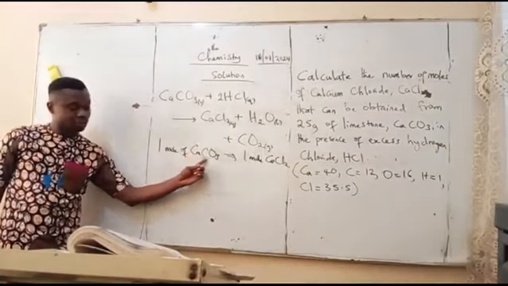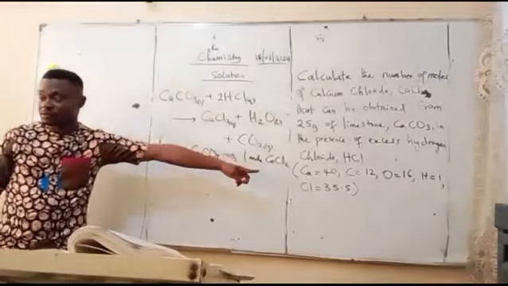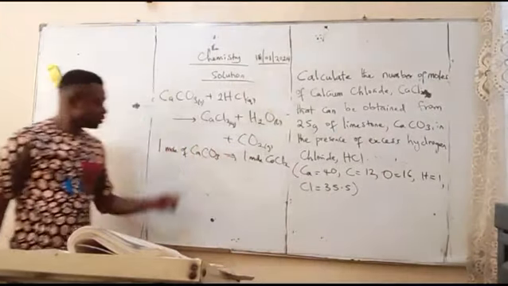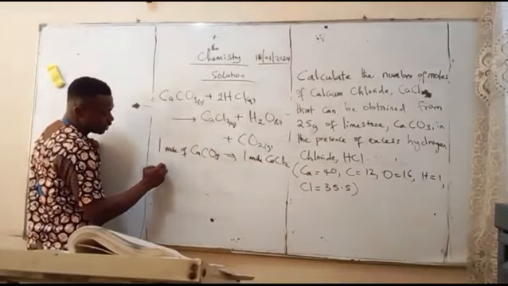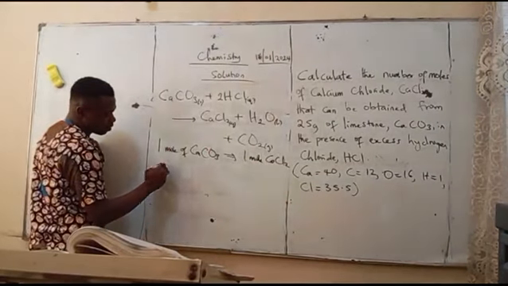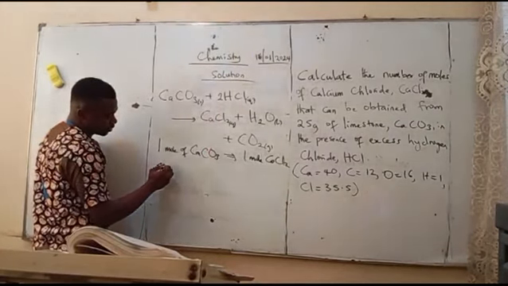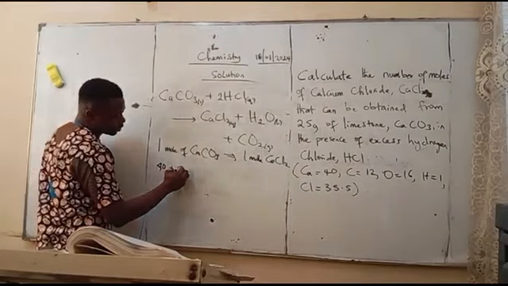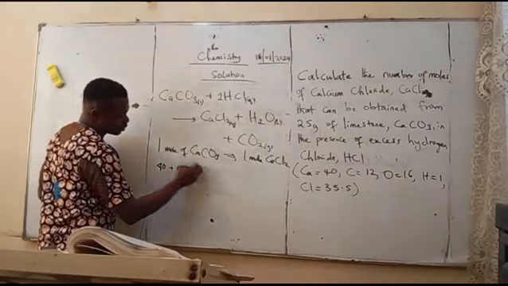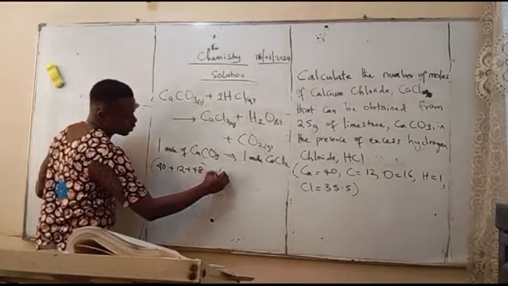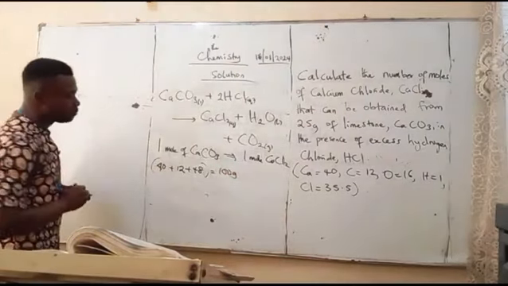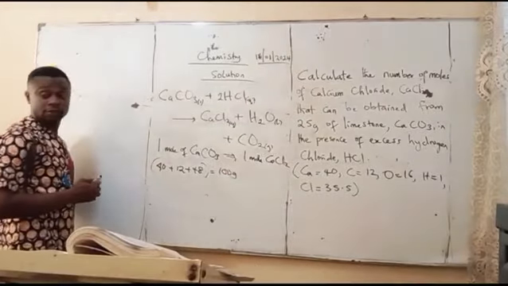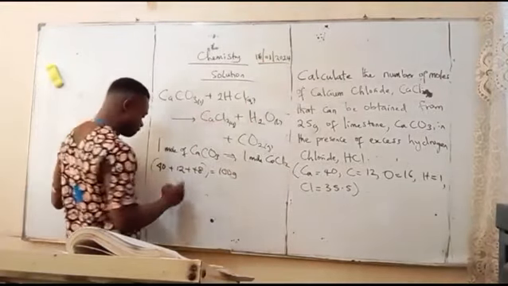So what is the molar mass of this? Calcium is 40, right? 40 plus 12 plus 48, which is like 100. 100 gram per mole. True or false? True. Good. So this is 100 gram.